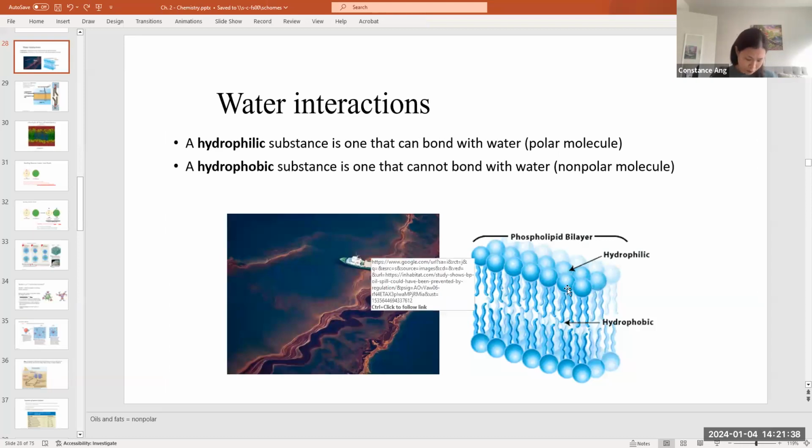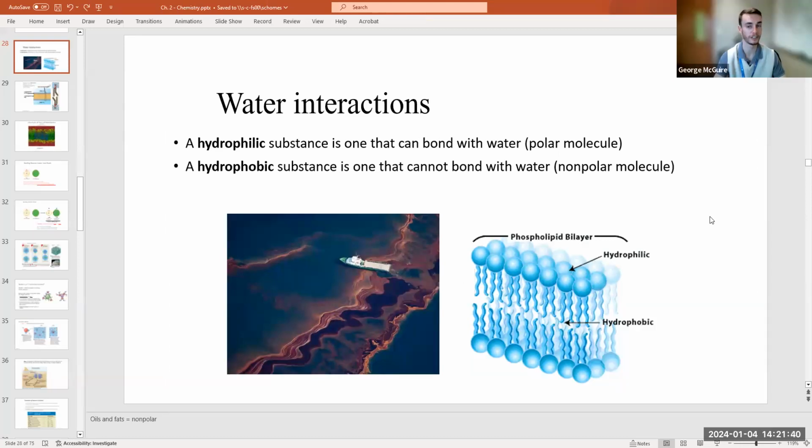And that plays a big role in the structure of the phospholipid bilayer, which makes up the cell membranes of all cells. So all the cells in your body, all cells of living things, have a phospholipid bilayer.